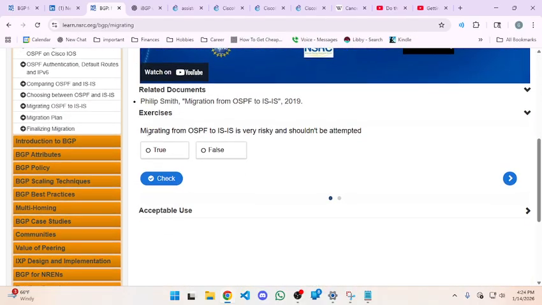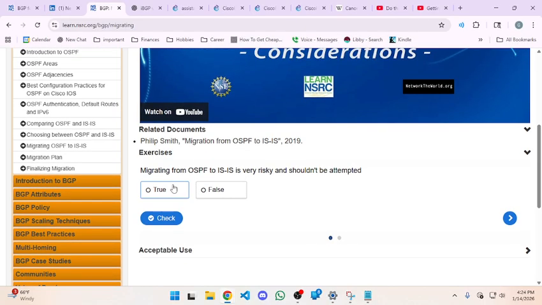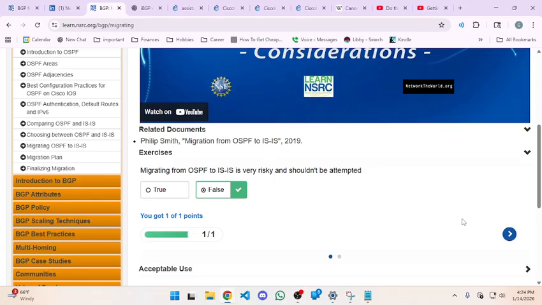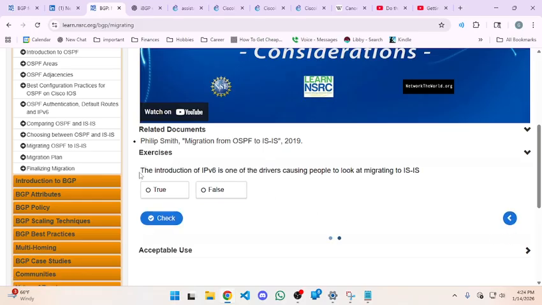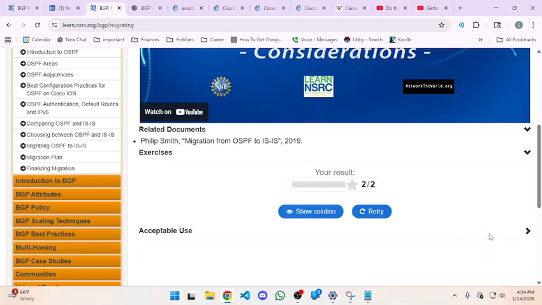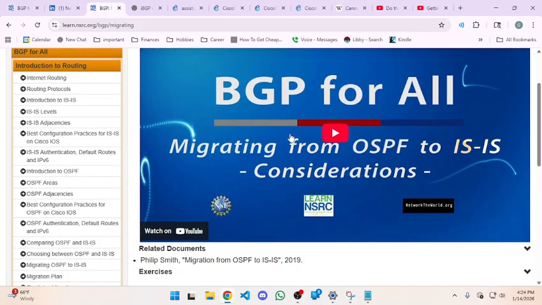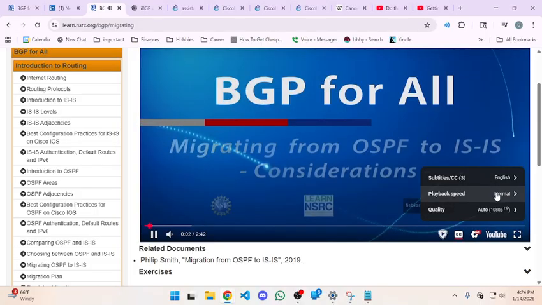So migrating from OSPF to ISIS is very risky and shouldn't be attempted. I mean, it's true that it's risky, right? I'm gonna go with false. Okay, yeah. The introduction of IPv6 is one of the drivers causing people to look at migrating to ISIS. Very true. All right, so I don't need any punishment, but I'm just curious how easy it is to do. So let's see if that's in the video.